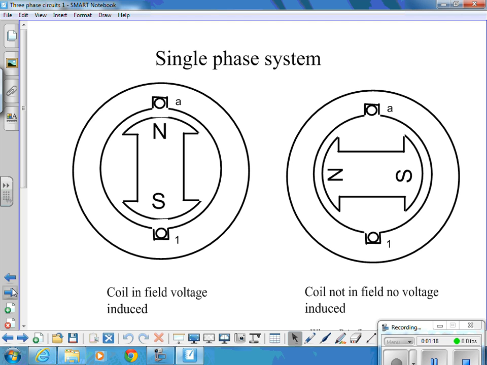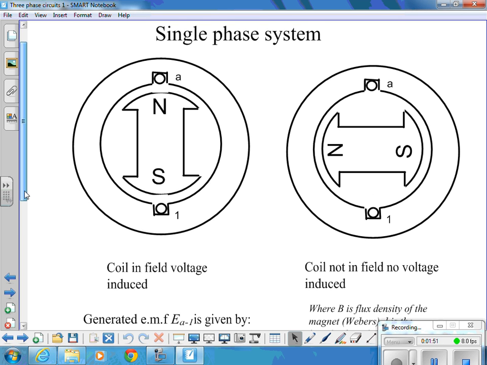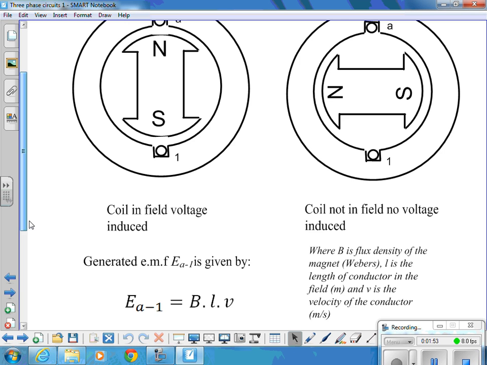If we start off looking at what we'd have from a single-phase system. If we wind a coil in a stator and have a permanent magnet between it, we can have a position like that, one on the left, where the coil is in the field and we would induce a voltage, and in this position the coil's not in the field and therefore we wouldn't induce any voltage.